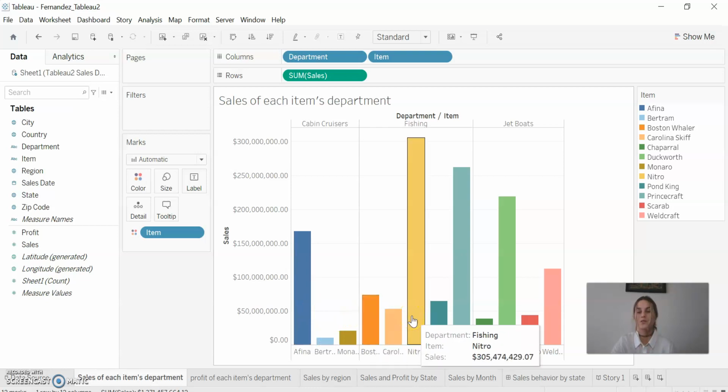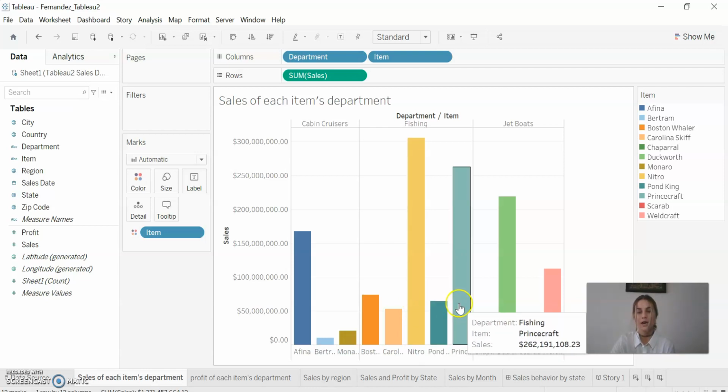So from this worksheet, I could perceive that the Nitro item from the fishing department was doing very, very well in profits. Then number two was the Princecraft, also from the fishing department. And over here, the Duckworth of the jet boats department.